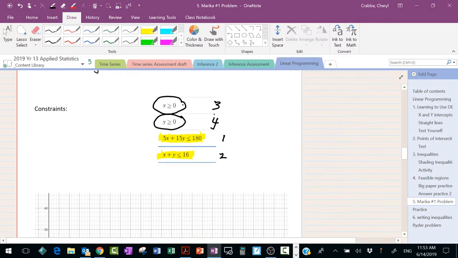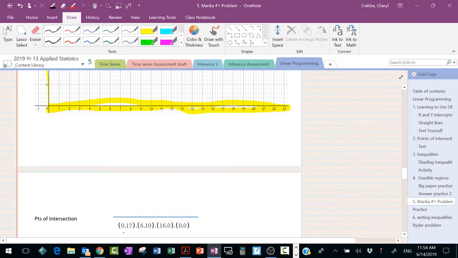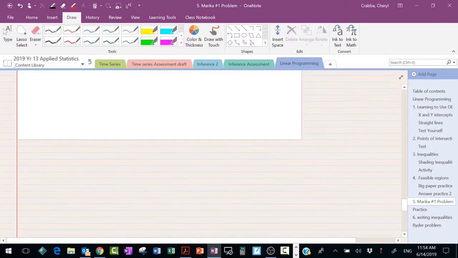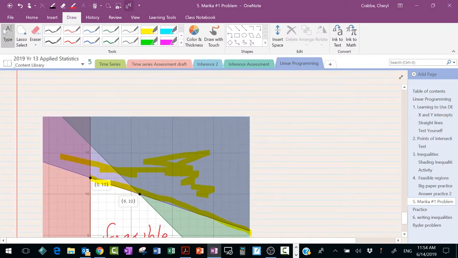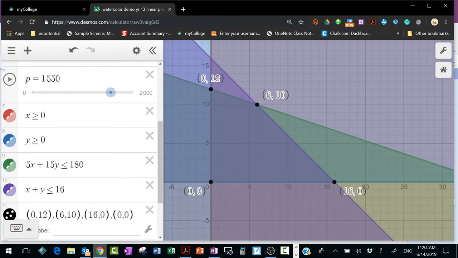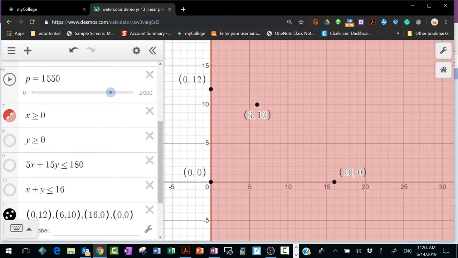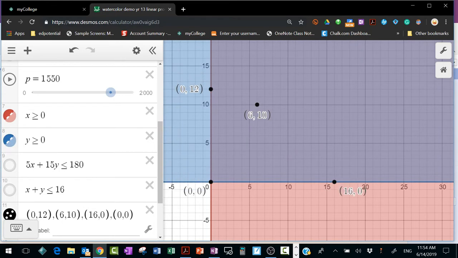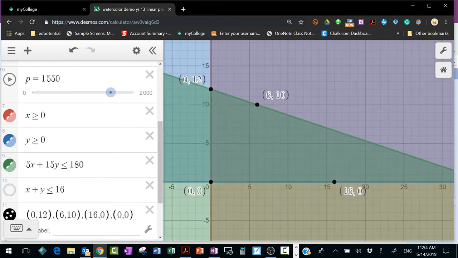Once we've done that, we will then go into Desmos and plot those constraints, and we will shade appropriately. We will draw one thing at a time so that we can show X is greater than or equal to 0, we can show Y is greater than or equal to 0, and we can show the next graph.